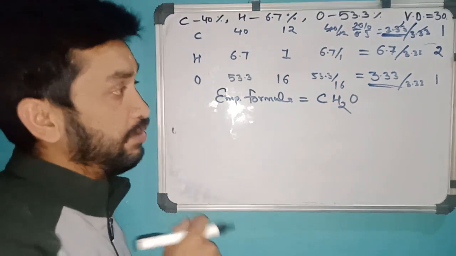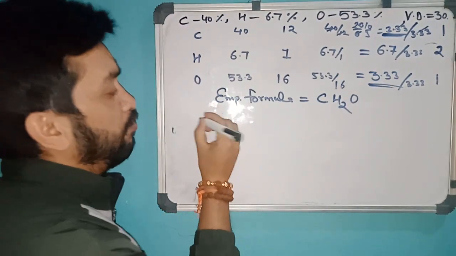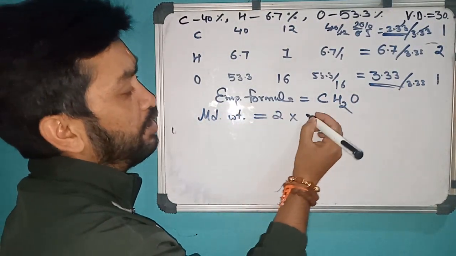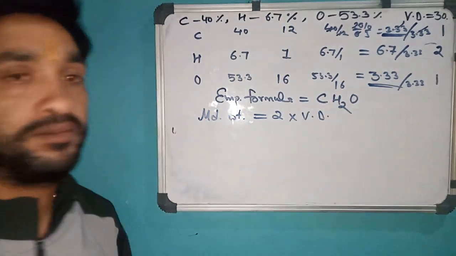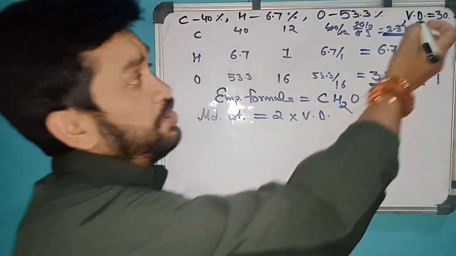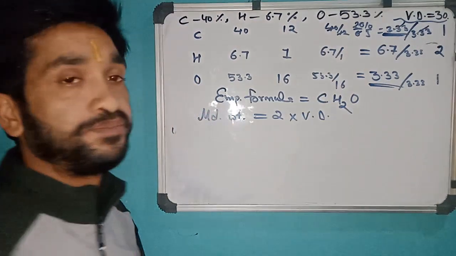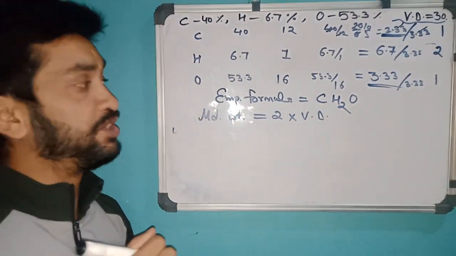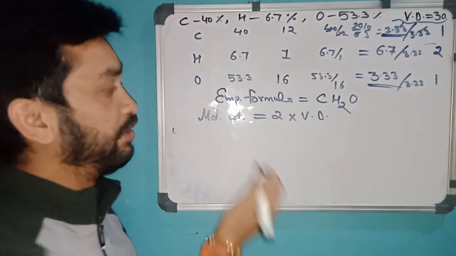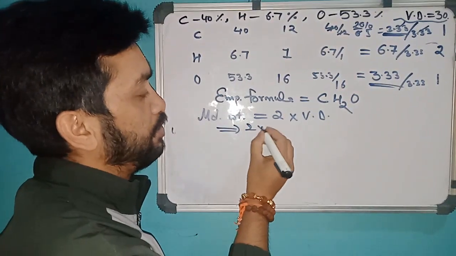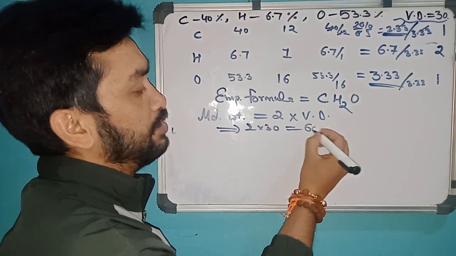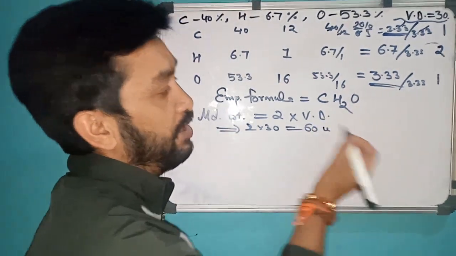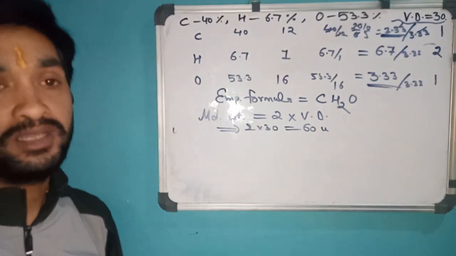Now one more formula that you have to remember is molecular weight is equal to twice into vapor density. Another formula, because in the question vapor density is given. So molecular weight is always equal to twice of vapor density. I can calculate molecular weight: twice into 30 is equal to 60. It may be gram, u, whatever is given there. Suppose we take it as u, unified mass. So it's 60 u.